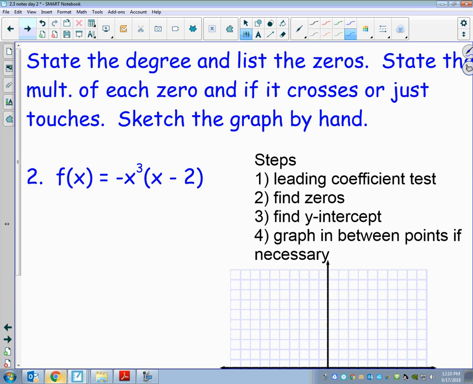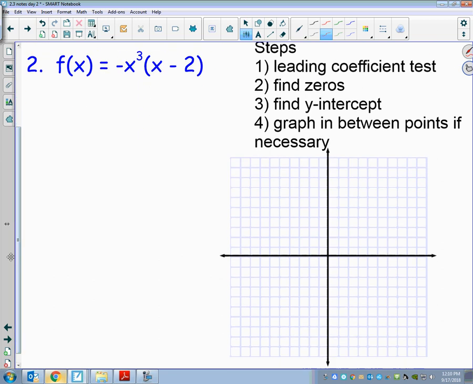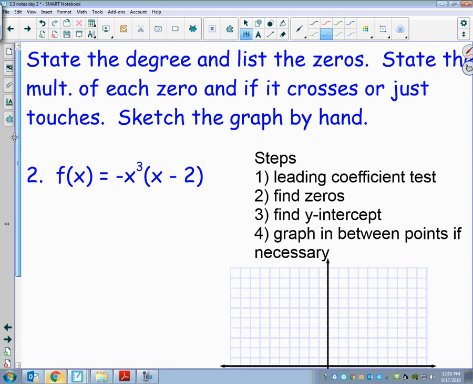What I want to do is talk about how to graph this. It says state the degree and list the zeros. State the multiplicity of each zero, and if it crosses or just touches, and then sketch the graph. Without a calculator, I want you to be able to make me a pretty good graph, okay? Just like we did on day 1, state the degree. If I multiply this together, that would be negative x to the 4th, right? So that's going to be degree 4.